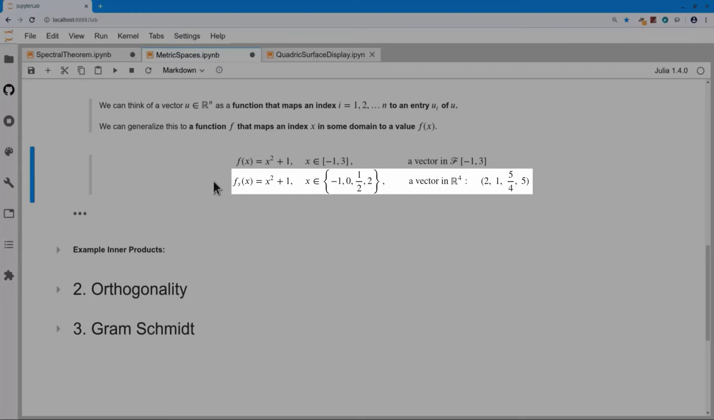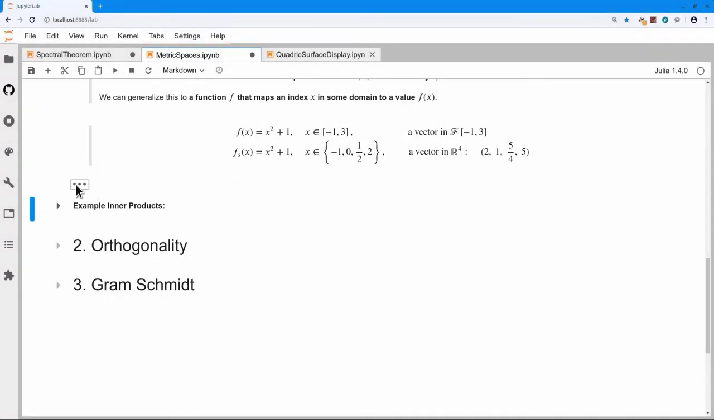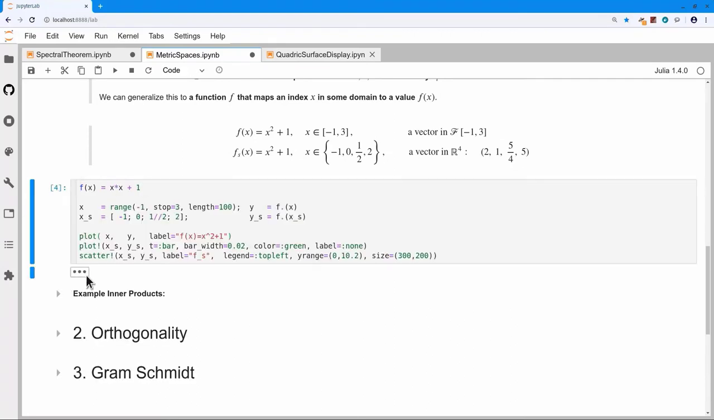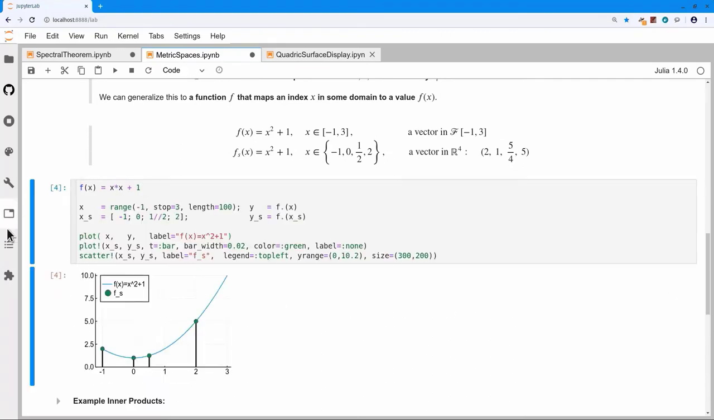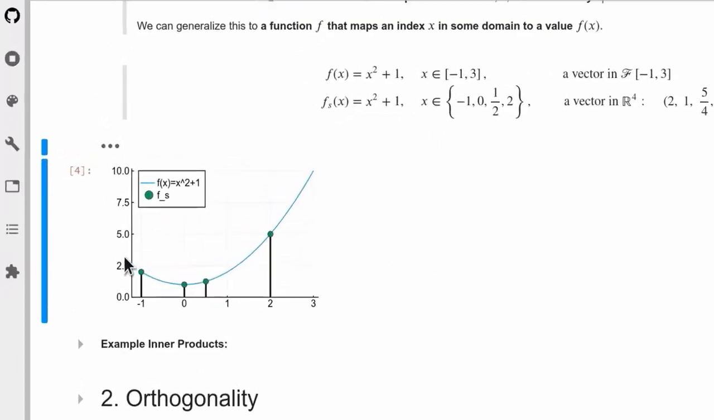So the sampled vector f of x at x equals -1, for example, (-1) squared plus 1, is equal to 2. At x equals 0, I get 1. And so after I plug all these x values in, I actually have a vector in R4. Now, if I give you an example of what this looks like, I've got a little bit of code here that computes this function. Then here's what I see.